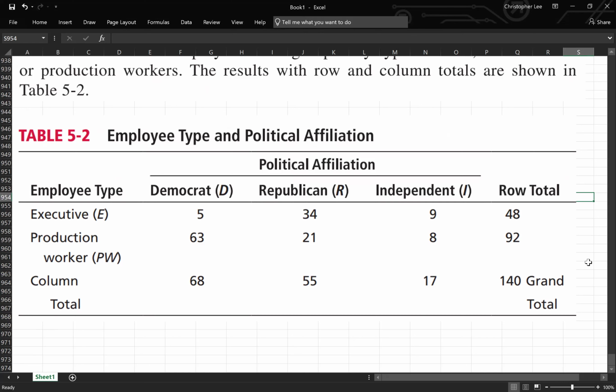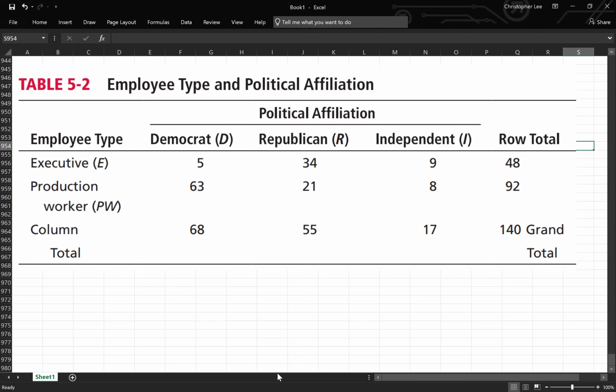Going straight across, we have our row totals. When they say total, that just means you add them together, right? And then going straight down, we have our column totals. And then this right here, our grand total. This is what's called a contingency table, right? And from that, I can ask you many questions.